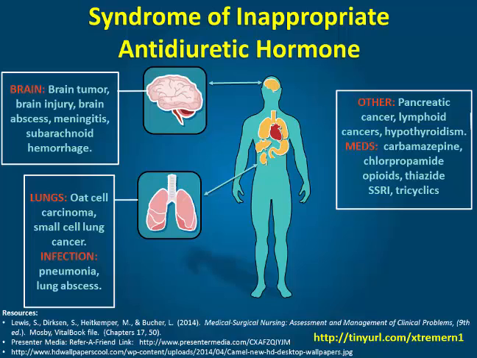Looking at the lungs, oat cell carcinoma, small cell lung cancer. Look for infections, pneumonia, lung abscess. Other areas would be pancreatic cancer, lymphoid cancer, hypothyroidism, and the medications we'll talk about later in the presentation.